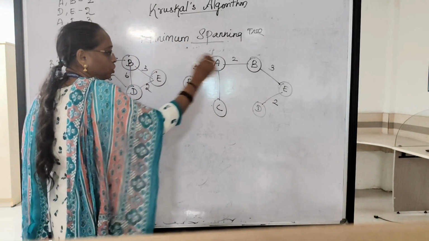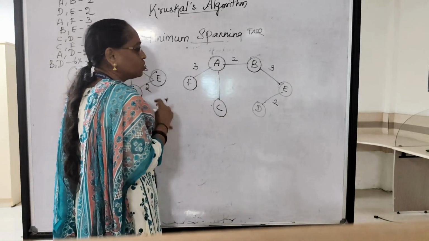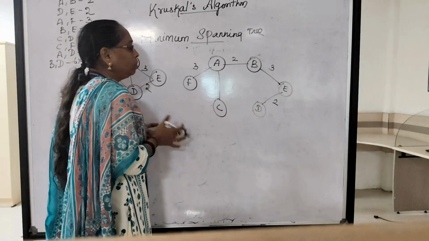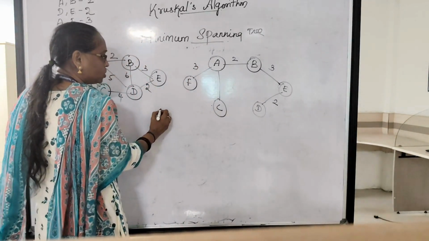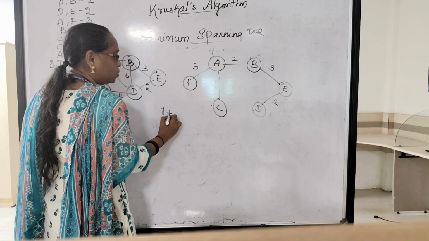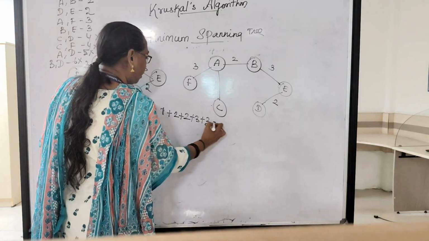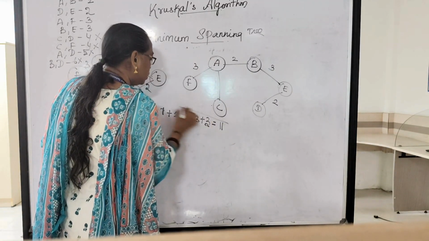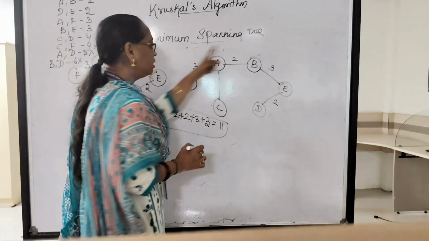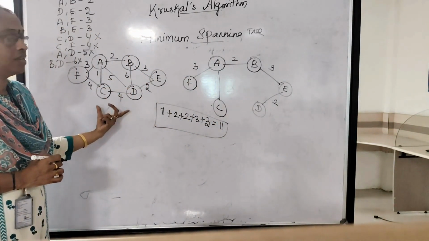So what is the total cost? Sometimes they will ask what the total cost is for finding the minimum spanning tree. Here it is 1 plus 2 plus 2 plus 3 plus 3, so 5, 8, 11 is the total cost for the minimum spanning tree of this given graph.